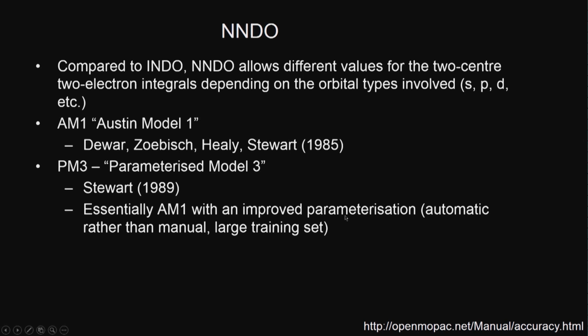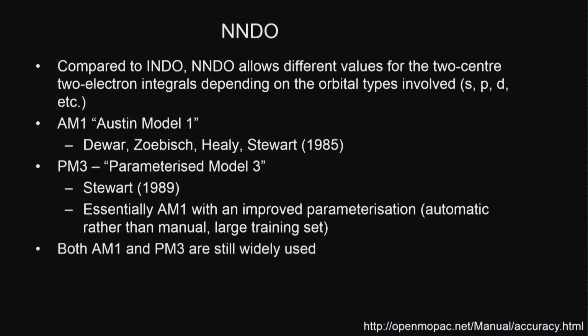So, AM1 with an improved parameterization, automatic rather than manual, large training set. They used a larger training set to get the parameters for this model. AM1 and PM3, like I mentioned, are still widely used. They are quite popular. I would still recommend that you use AM1 and PM3 reasonably well for performing semi-empirical calculations with a large number of molecules.